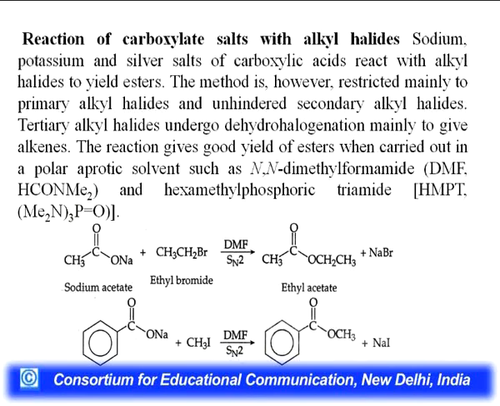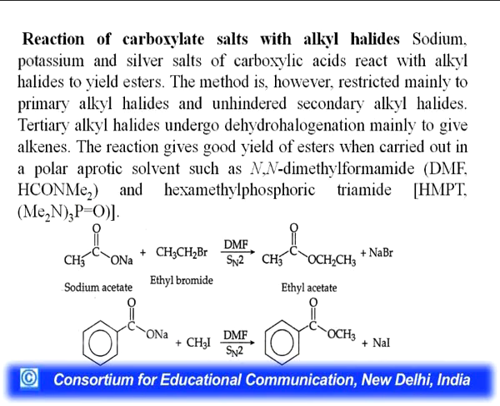Next reaction, from carboxylate salt and alkyl halide. Sodium, potassium and silver salts of carboxylic acid react with alkyl halide to give the esters. However, it is restricted to primary alkyl halides and unhindered secondary alkyl halides. Tertiary alkyl halides undergo dehydrohalogenation to give alkenes. The reaction gives good yield of esters when carried out in a polar aprotic solvent such as DMF. What is DMF? You can see N,N-dimethyl formamide and hexamethyl phosphoric triamide, which is HMPT in short form.